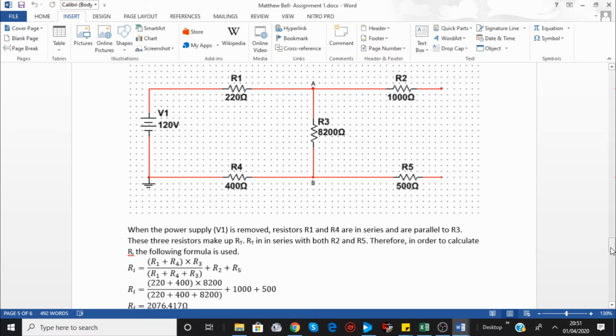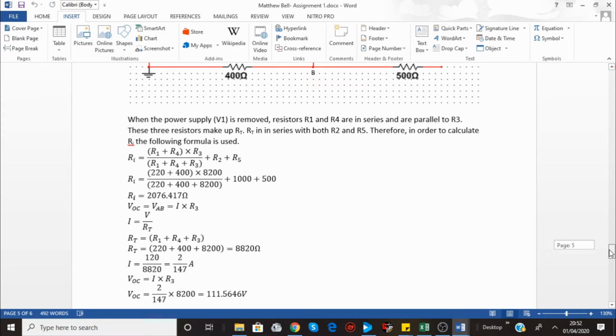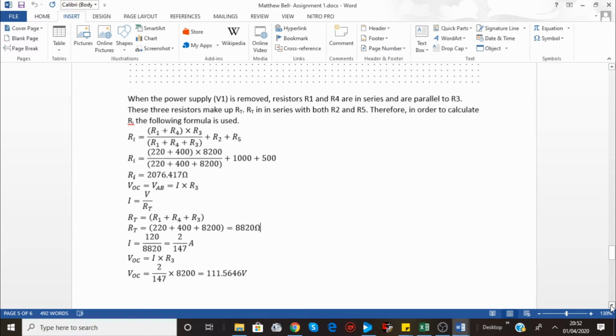So the total resistance in this case is R1 plus R3 plus R4, and if you put the values there, that's 8,820 ohms. 120 divided by that, the formula is voltage divided by RT, gives you the current, 2 over 147 amps. You can convert that to a decimal value.